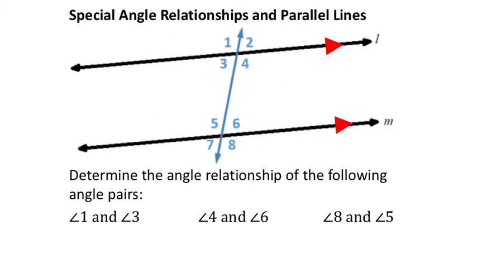All right, determine the angle relationship of the following angle pairs. And these two lines, L and M, are parallel. That's great. Let's identify where these are. Angles 1 and 3, right? Well, that's not one of those special angle relationships that we're talking about today. Angles 1 and 3 create the line, the transversal that I'm looking at, which means that these two are just straight angles. But again, if you said they're supplementary, that would work.